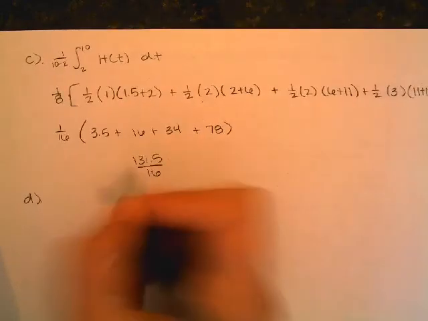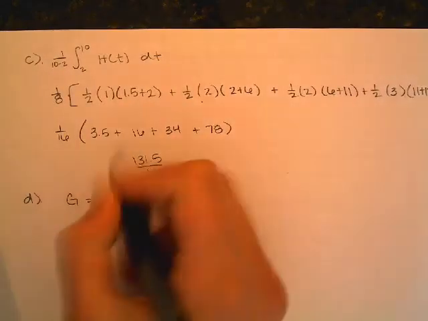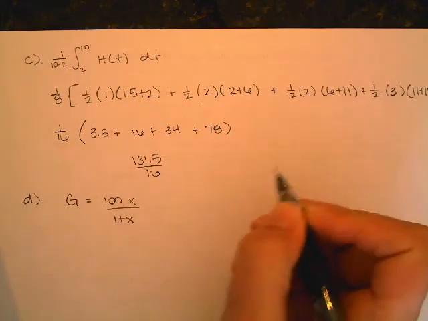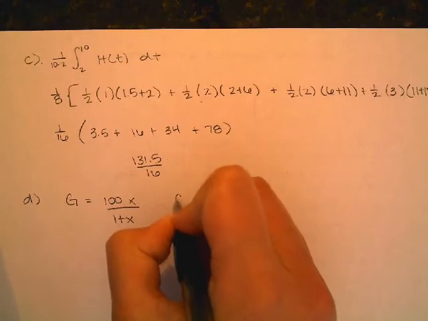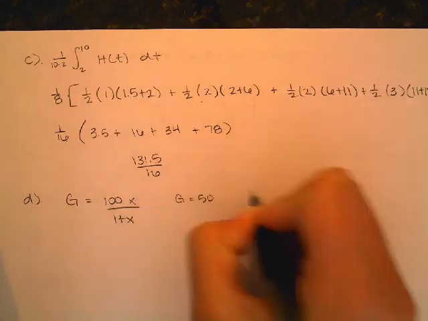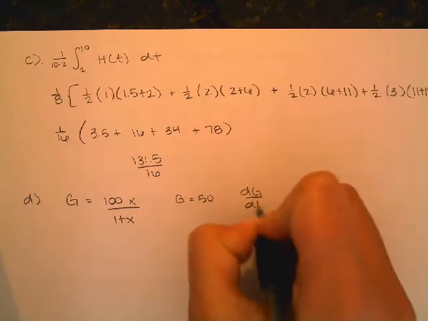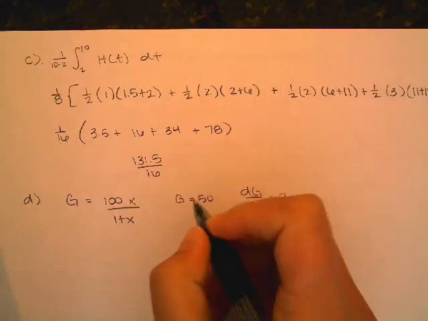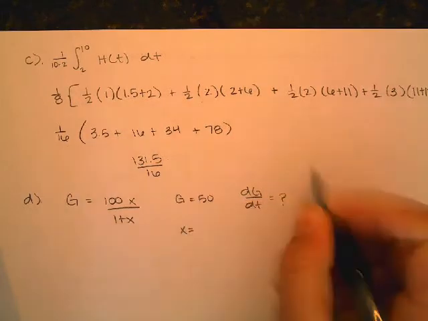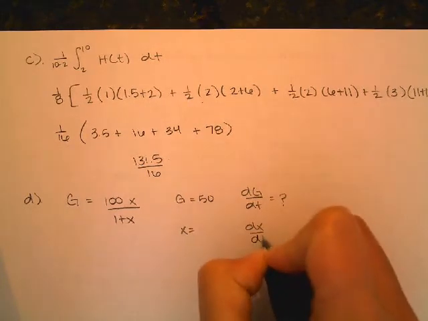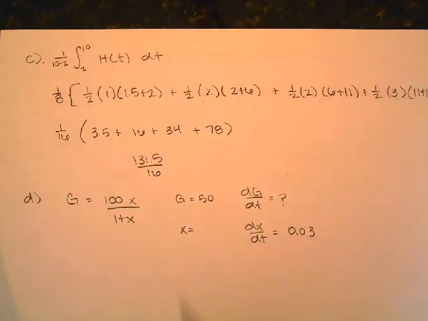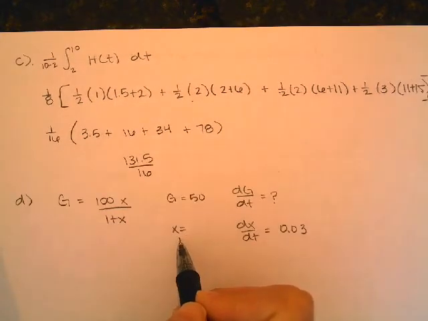And so I said, okay, we've got g equals 100x over 1 plus x. We have the height of the tree is 50. We have the rate that the height is changing is what we're trying to solve for. We have that x is the diameter of the tree and that dx dt is 0.03. So we don't know what x is, but it's not the goal of what we're solving for.